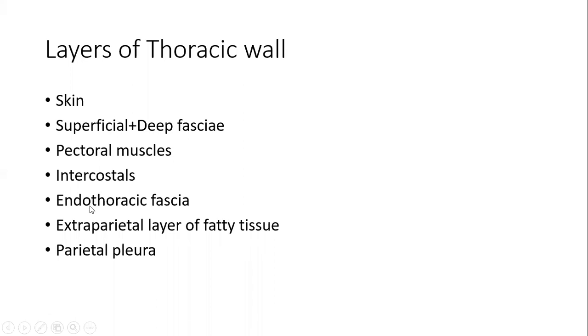Further deeper within the thoracic wall, now you have entered the thoracic cavity. Skin, superficial fascia, deep fascia, pectoral muscles, intercostals, and then endothoracic fascia. So the immediate innermost lining of the thoracic wall is called endothoracic fascia. Next to it is the extraparietal layer of fatty tissue, and the innermost, deepest structure that you will reach after removing all of these previous structures, moving outward to inward, is the parietal pleura.